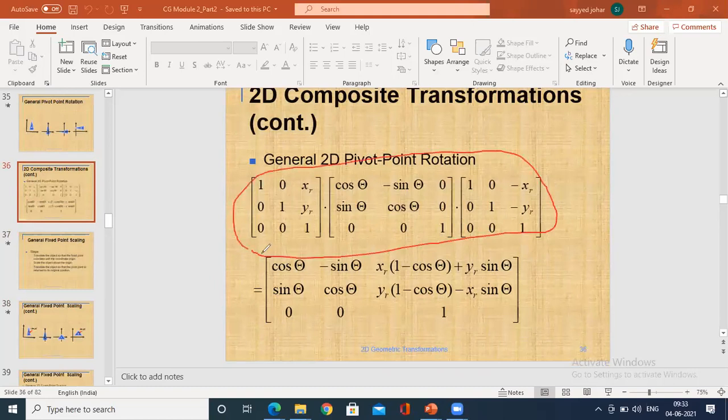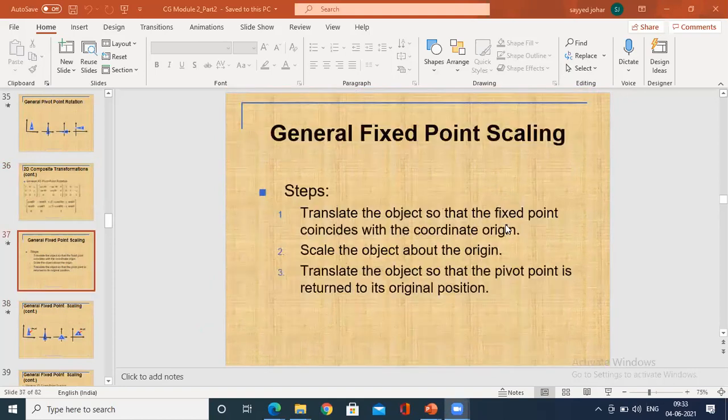To represent it in a 3x3 array, using a two-dimensional matrix, we are going to write this, and we are going to perform a two-dimensional fixed point rotation. Then what is general fixed point scaling? Remember, this is the next thing. This is scaling, which is a multiplicative factor. It is not an additive factor. So there are a lot of steps, right?